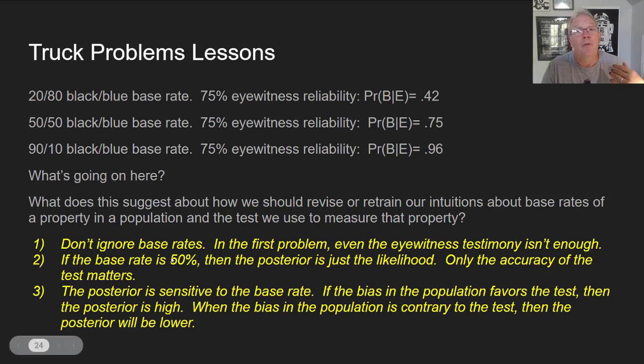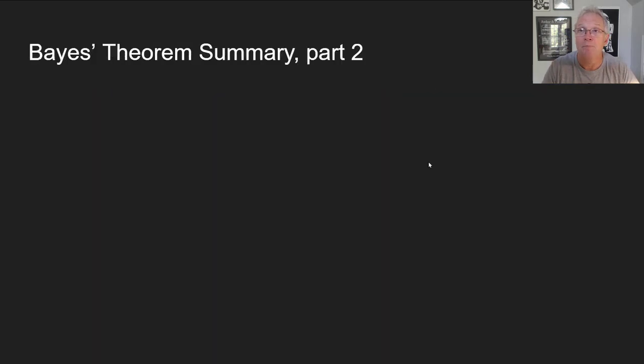And third, the posterior, that is the left-hand side of the equation, is sensitive to the base rate. If the bias in the population favors the test, then the posterior will be high. When the bias in the population is contrary to the test, then the posterior will be lower. That's what we saw at the 0.42 versus the 0.96. And you'll have to look at those problems some more. And then you can imagine the other sorts of examples we're going to consider is what happens when you adjust or change the reliability of the eyewitness. That alters the outcome of this equation too.